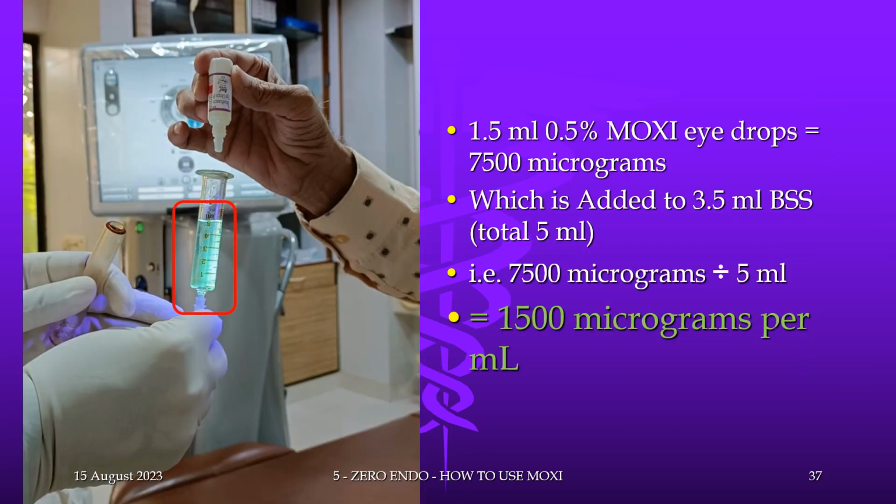1.5 ml of 0.5% Moxi eye drops is equal to 7500 micrograms of the drug, which is added to 3.5 ml BSS to make a total of 5 ml. That means 7500 micrograms divided by 5 ml, so 1500 micrograms per ml, the desired concentration is achieved.